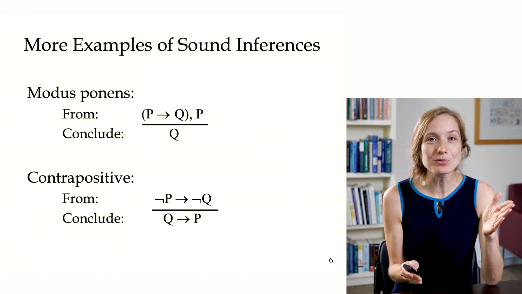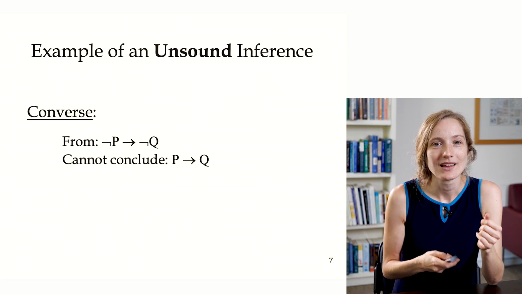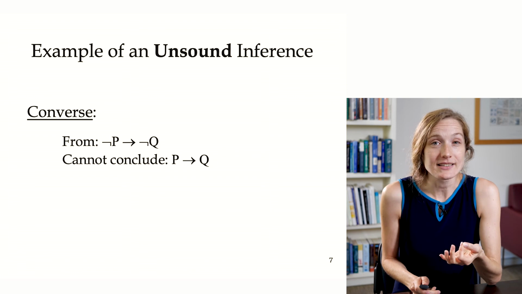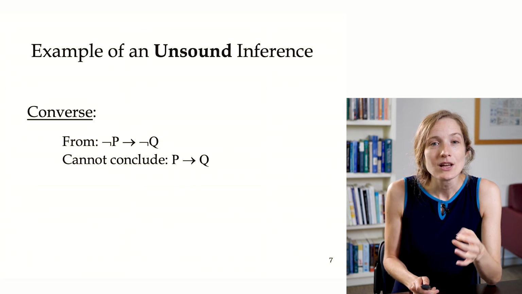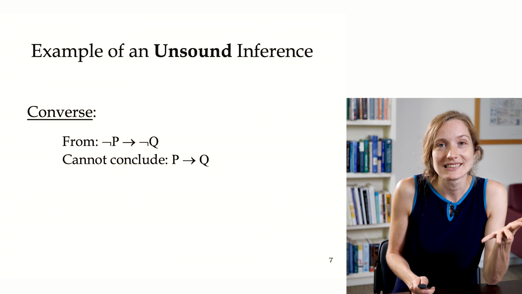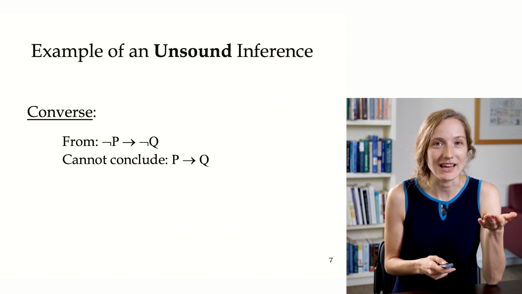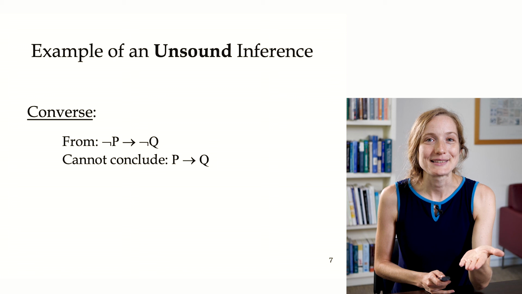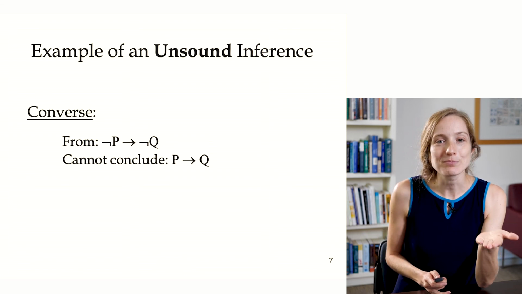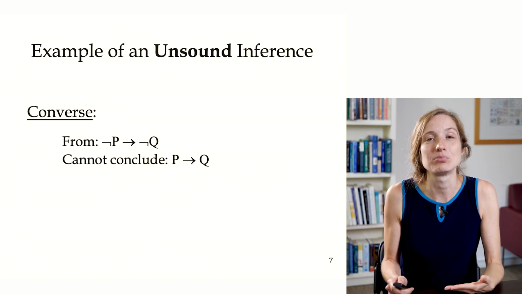I'm not going to give the proof, but this is something that you would be able to prove. On the other hand, what's an example of an unsound inference? For example, we saw in the previous class that the converse is not equivalent to an implication. And as a related example here, if I start from not P implies not Q, I cannot conclude P implies Q.